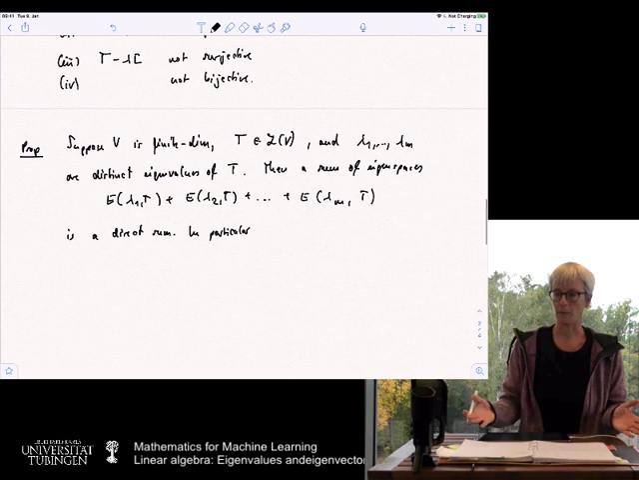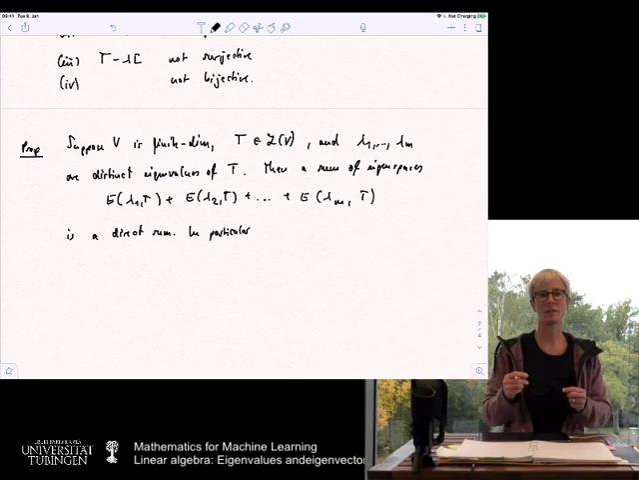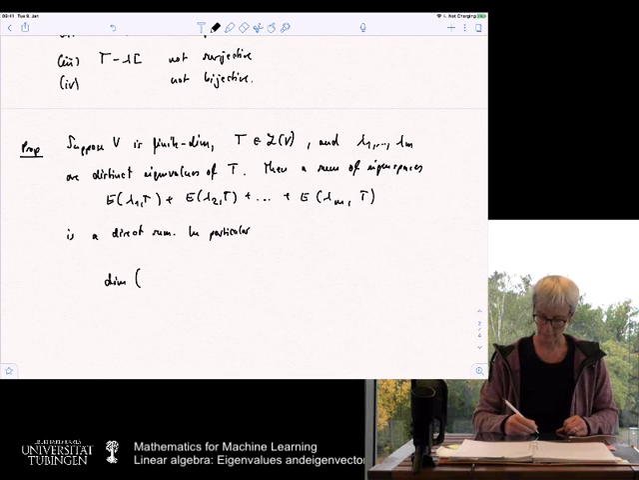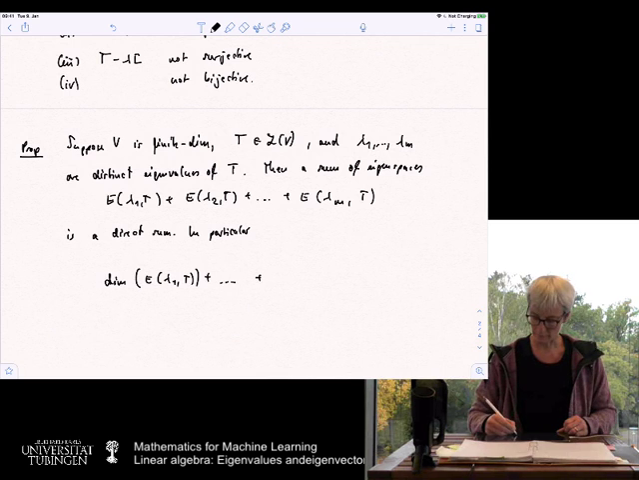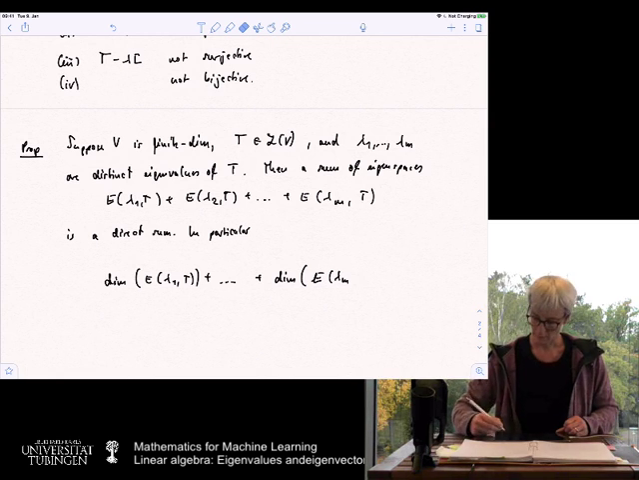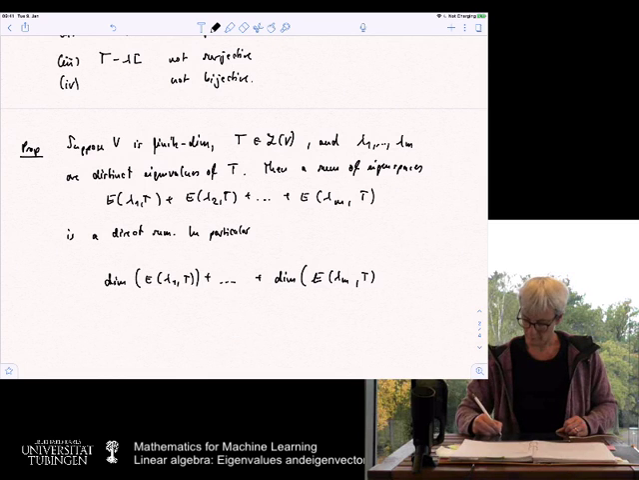And in particular, like in a direct sum, the dimensions always add. So the dimension of the first eigenspace lambda 1 t plus the dimension of the second one and so on, until plus the dimension of the last one, E lambda m t. This dimension is smaller or equal to the dimension of V.